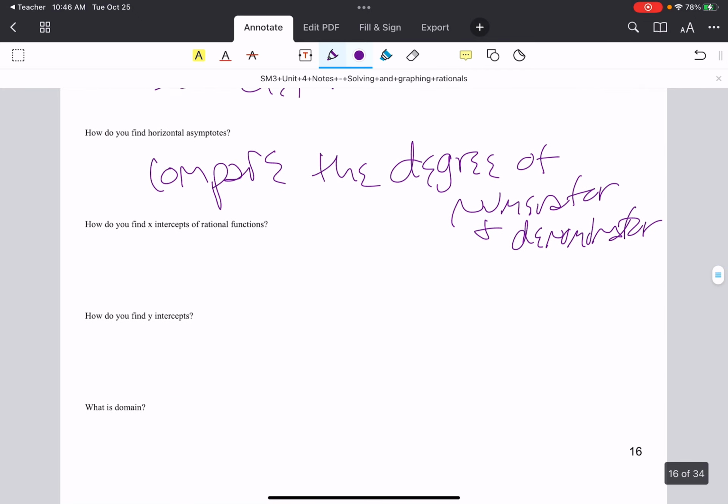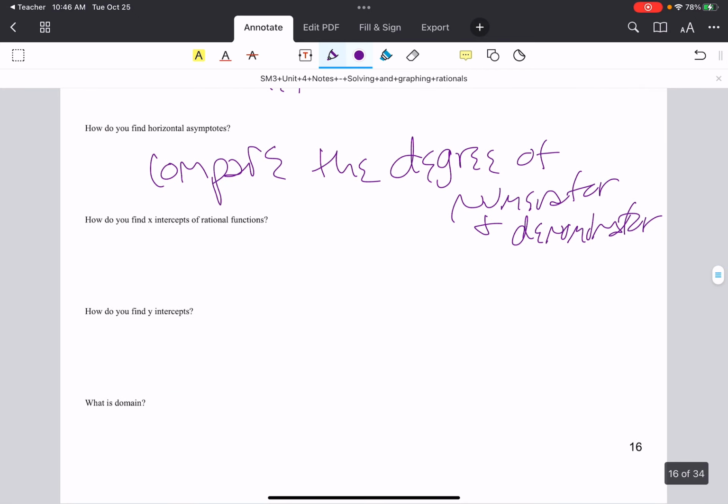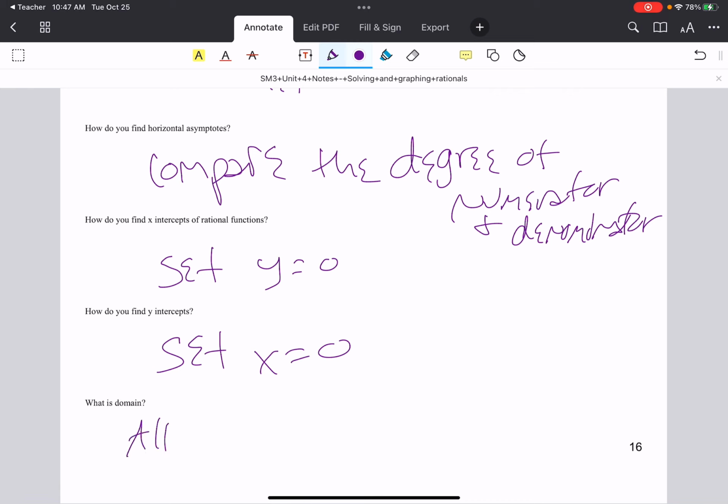Okay. How do you find x-intercepts? What's the rule? Set y to 0. How do you find y-intercepts? Set x to 0. What is domain? It's not all real numbers because we've got excluded values. All possible x values. Remember, domain is x, range is y.